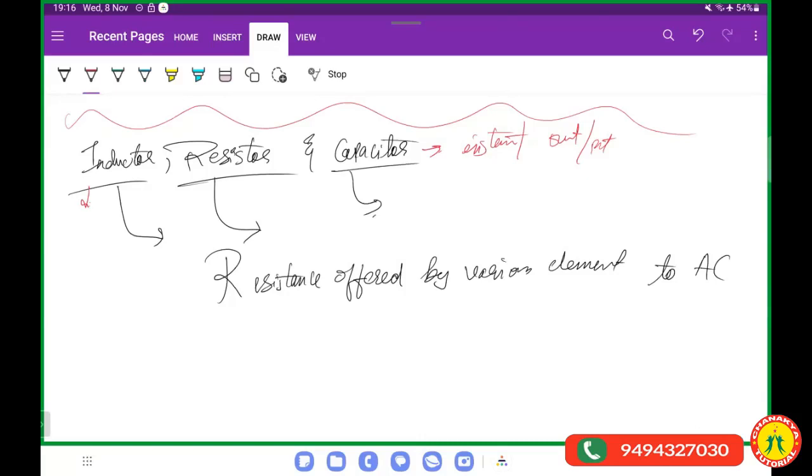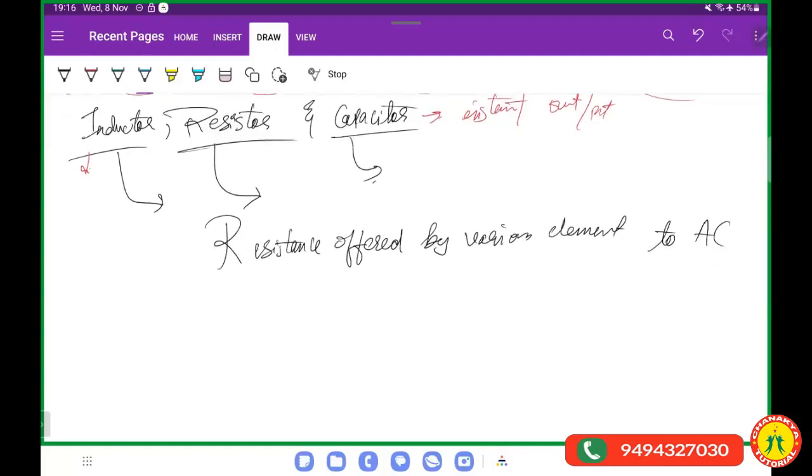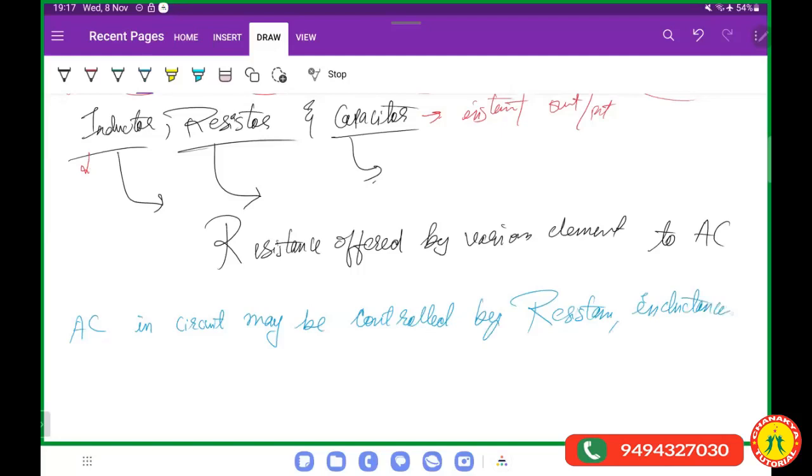So let's go a little bit into understanding the inside. Okay, so AC in a circuit may be controlled by these three: resistance, inductance, and capacitance.